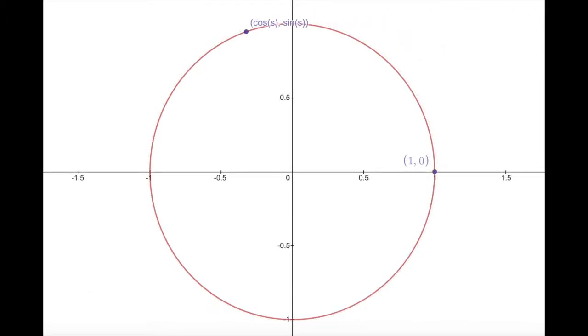As we rotate around the unit circle counterclockwise, the points on the unit circle repeat after each full revolution, which is equal to 360 degrees or 2 pi radians. This is why the period length of cosine s and sine s is 2 pi radians.